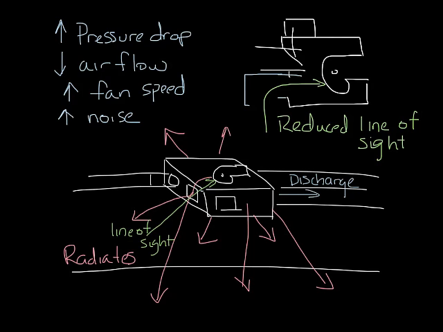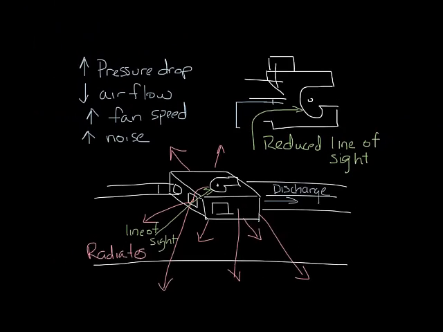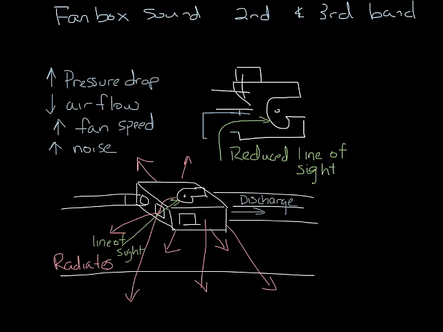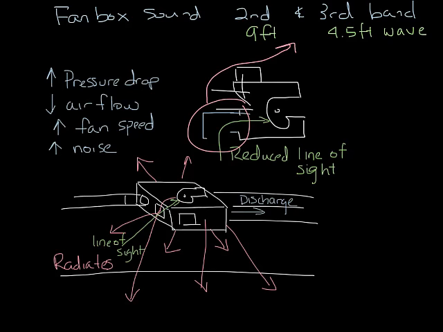Let's make a little more room again. Also, if you remember from the previous podcast on sound, fan box sound peaks in the second and third bands. These bands have sound waves that are 9 foot and 4.5 foot in length. Most attenuators are about 1.5 foot to maybe 3 foot long, so they're too short to really have an effect on the second and third bands. For this reason, it's best to use an attenuator designed for the fan box by the manufacturer so that you know the actual effect on performance.